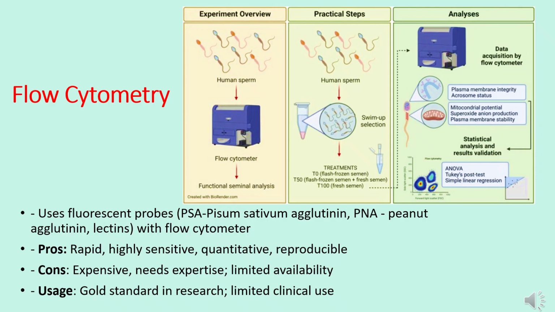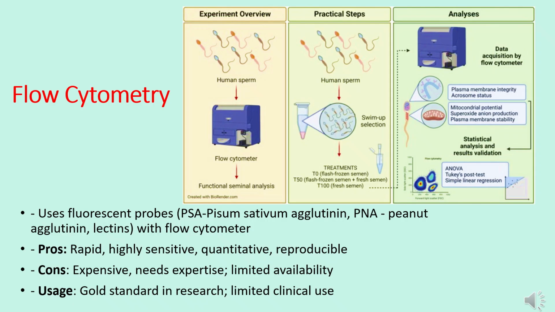Flow cytometry uses fluorescent probes such as Pisum sativum agglutinin or peanut agglutinin along with a flow cytometer. How is it done? Sperm are labeled with the fluorescent probe and passed through the flow cytometer. Thousands of sperm pass through the laser beam, and the instrument detects the fluorescence to determine which sperm have undergone the acrosome reaction. The system calculates the percentage of reacted sperm automatically.